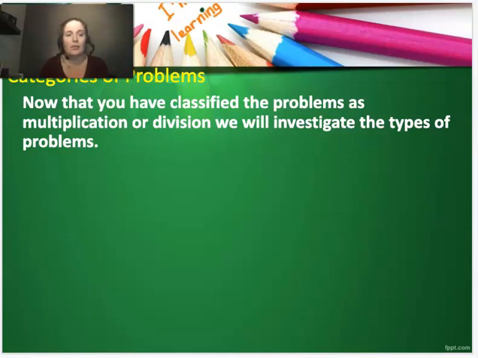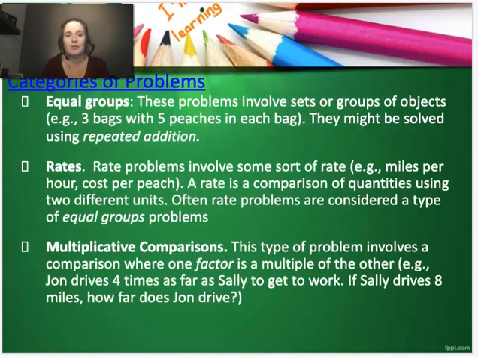So now that we've recorded these, we're going to investigate the different types of problems. So, categories of problems. There's a blue link on this as well that has a reference page of these different types of problems. So the first type we're going to talk about is equal groups. It's problems involving sets or groups of objects. So for example, 3 bags with 5 peaches in each bag. That might be solved with repeated addition.